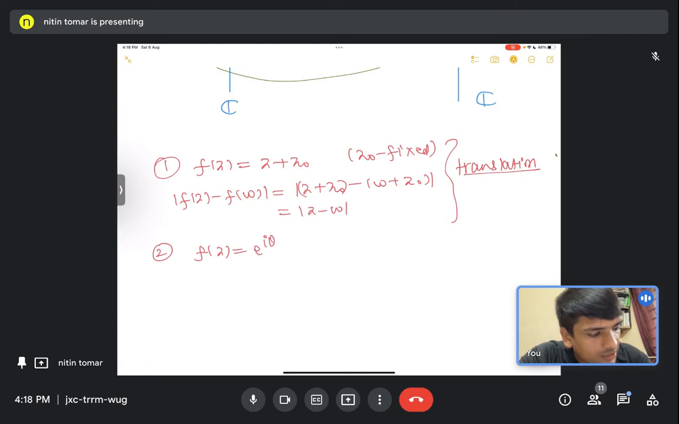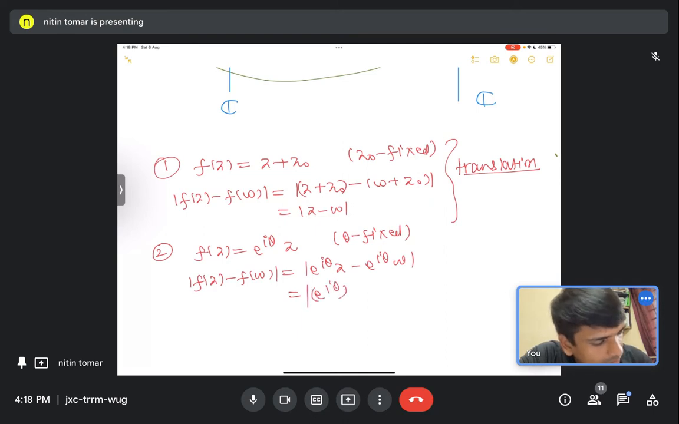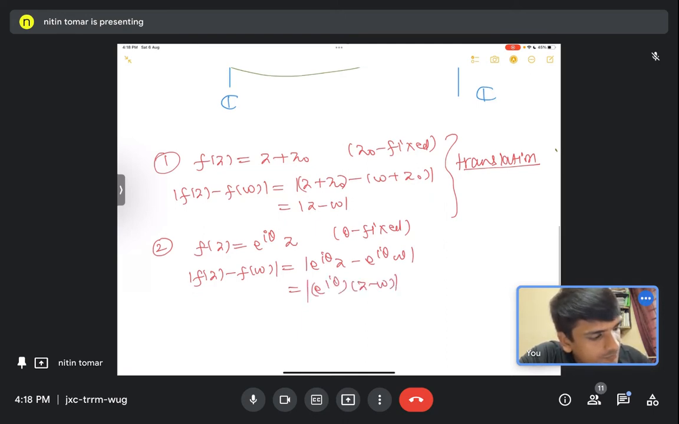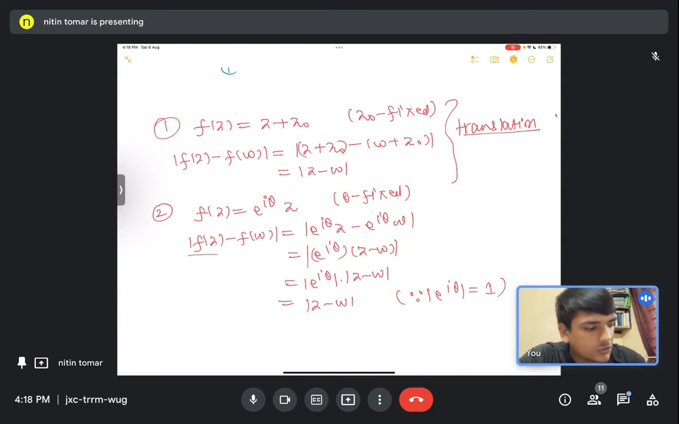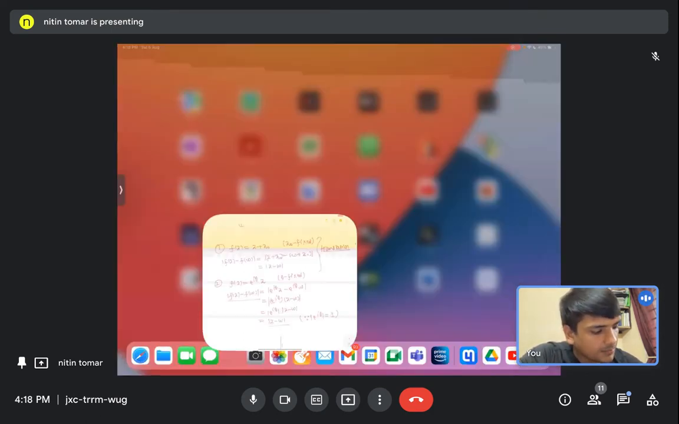Another example is rotation, f(z) equal to e power i theta times z. Theta is fixed. Then e power i theta z minus e power i theta w, you can take e power i theta common, and here you will have z minus w. So you can write it as mod of e power i theta times mod of z minus w. And mod of e power i theta is 1, so these two are the same. These are some typical examples of isometry.